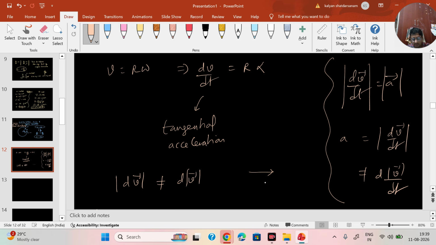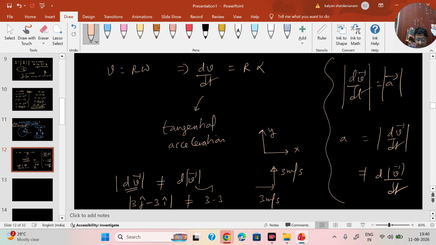For example, a body was going with 3 meters per second along the x-axis, suppose this is my coordinate system, x-axis, y-axis. A body was going with 3 meters per second along the x-axis and it took a turn without changing speed. Now let's look at this. dv, if you find it in this case, is change in velocity, final minus initial, and then there is mod of that. Whereas d of mod v means change in magnitude of velocity, change in speed. These are clearly not equal.